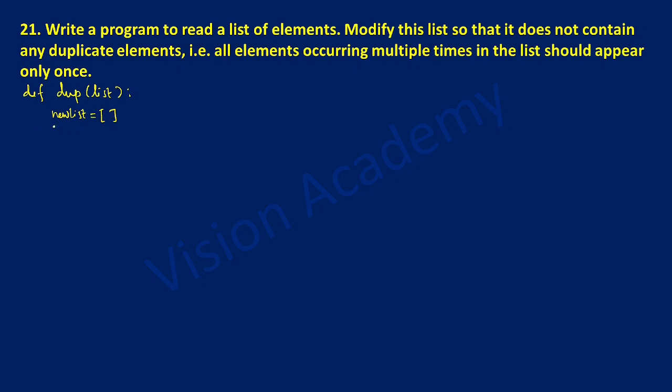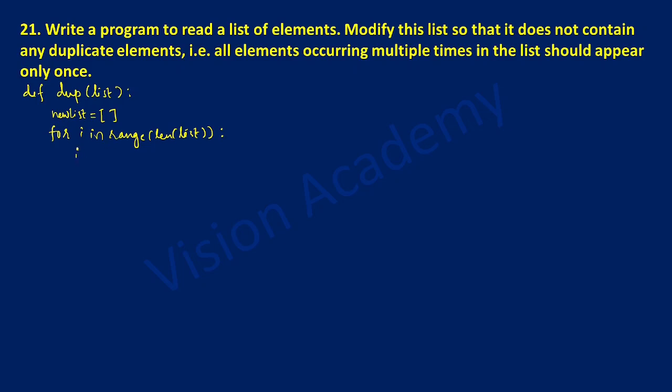Now I'm going to use iterative statement for i in range of length of list, and close the bracket and put colon over here.